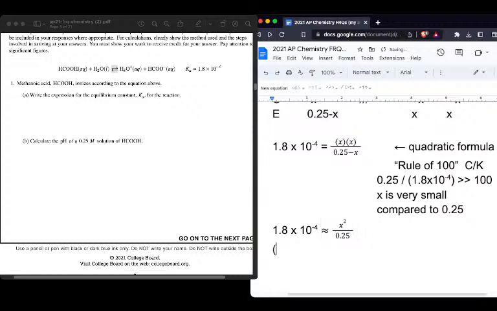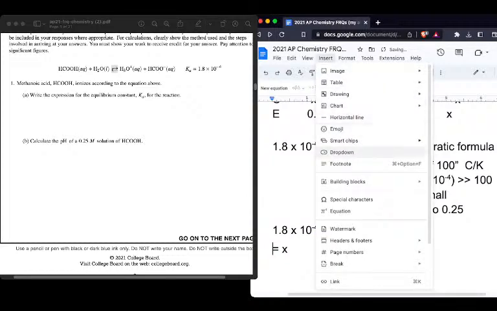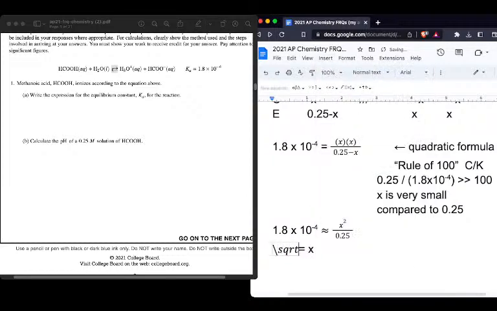I don't know if you like math. Frankly, I don't want to know. In order to undo dividing by 0.25, you're going to multiply by 0.25 on the other side. And in order to undo squaring, you'll have to square root the other side. I'm going to turn this into an equation just because that makes it easy for me to type the square root sign.